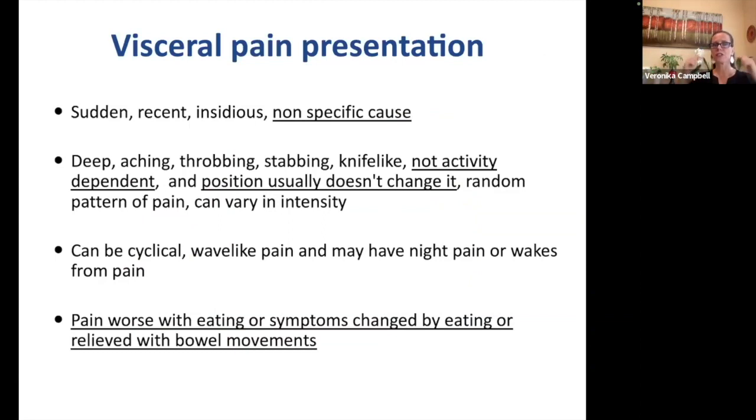Our vagus nerve is 20% efferent and 80% afferent, right? So it's gathering information more than telling the gut what to do. And the gut has its own nervous system called the enteric nervous system. And so what might visceral pain present like?